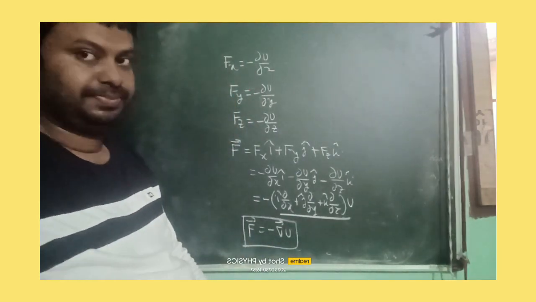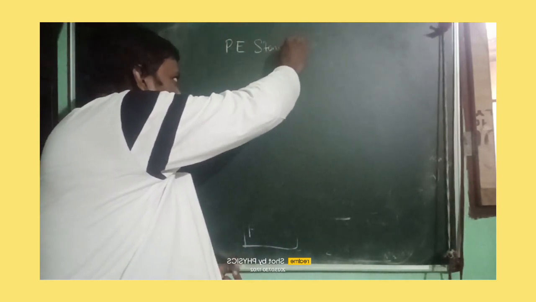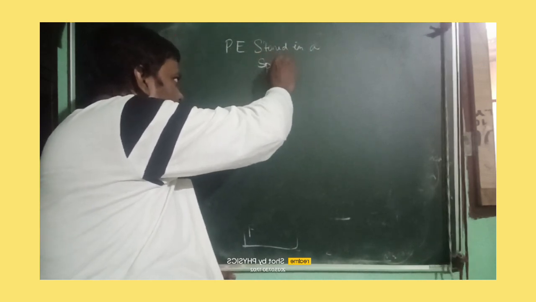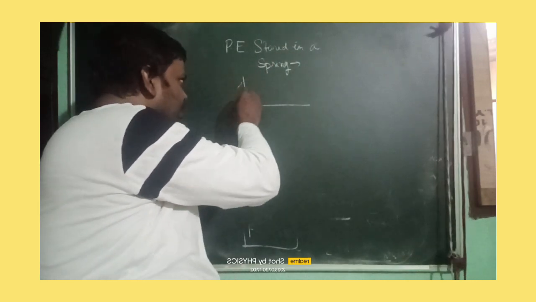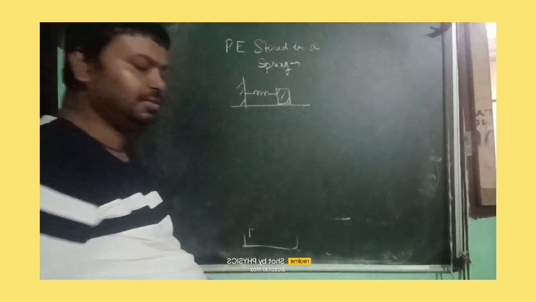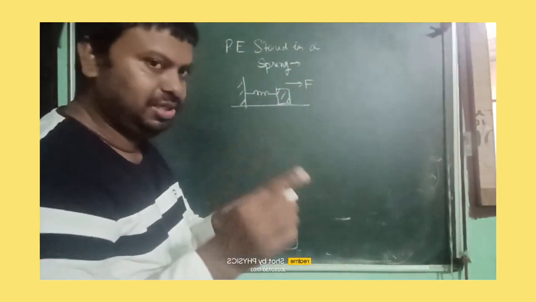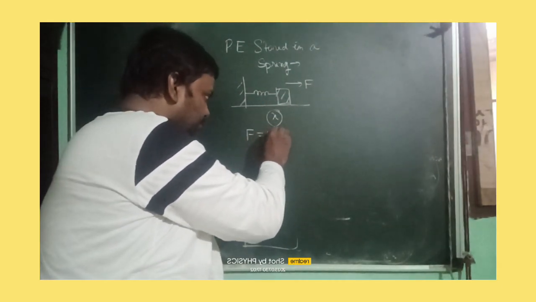Okay students, now to discuss the potential energy stored in a spring. Now let us consider a spring attached to a block and a wall. If we apply a force F, it will extend by x. So here F is equal to k into x.